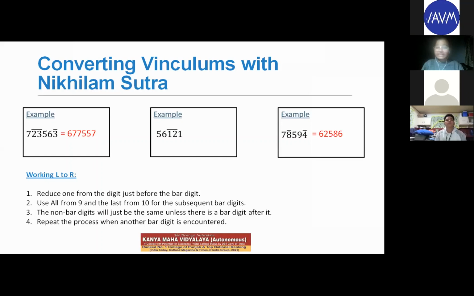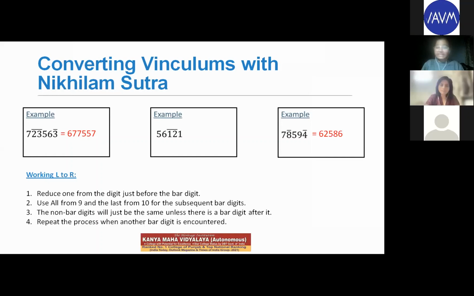So what's happening here is in this 5, 6, bar 1, 2, 1. What's the number before the bar digit? 6. Take away 1 from there, it becomes 5. So 5, 5, and then take away all from 9 and the last from 10 for the 12. And it becomes 5, 5, 8, 8, 1.